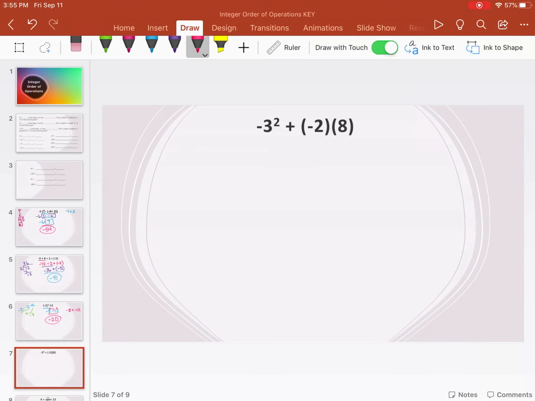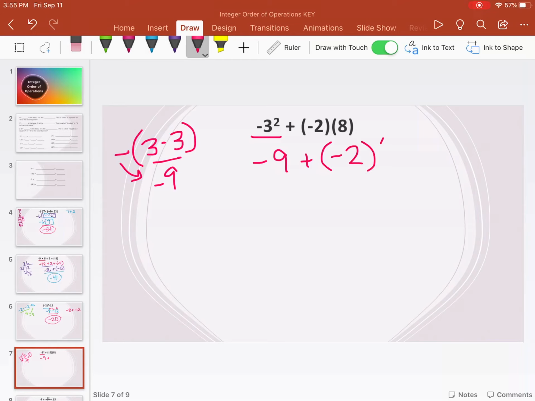Okay, parentheses first, but there's nothing to do inside the parentheses. So then exponents right here. Think about what the base is for this one. What is that exponent kissing? Here it's only kissing the 3. This really says the opposite of 3 squared. So 3 times 3 is 9. The opposite of that makes it negative 9. Bring everything else down.